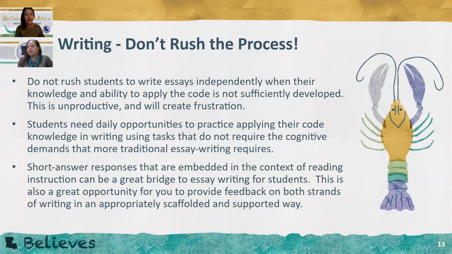We don't want them just telling us that their favorite animal is an elephant, right? We want them responding to text or thinking critically about text and communicating ideas about text through their writing, or communicating their ideas about the knowledge that they've gained through their writing. That kind of work is unproductive, it's going to create frustration for the students, and it's not going to lead to encoding with automaticity.